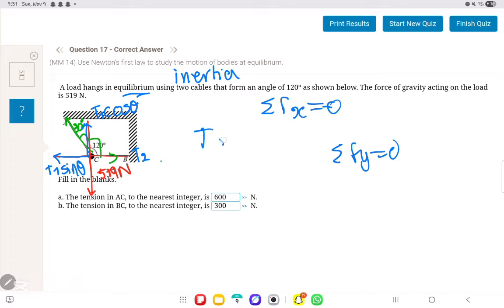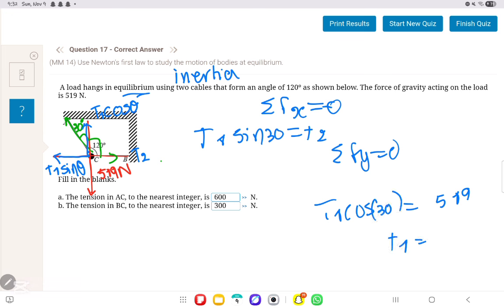So T1 sine theta equals T2. T1 cosine theta equals 519. Theta is 30 degrees. That means T1, which is the tension in AC, is 519 over cosine 30. If you put it on the calculator, you will get approximately 600, so 599.96.